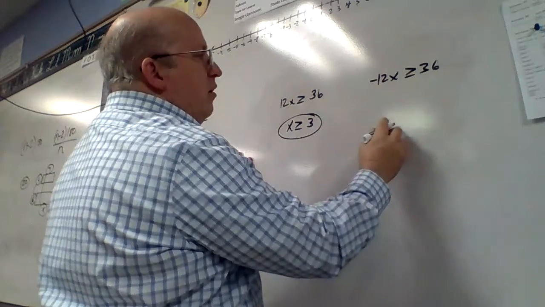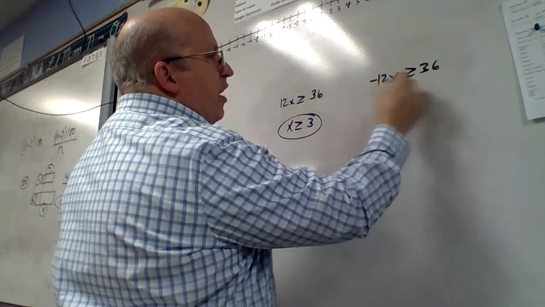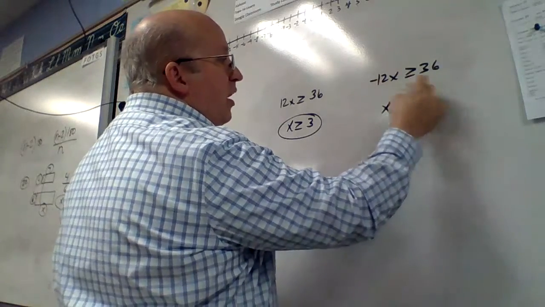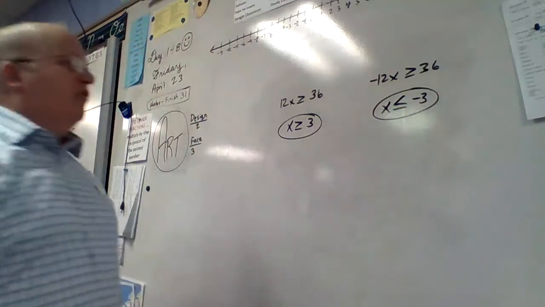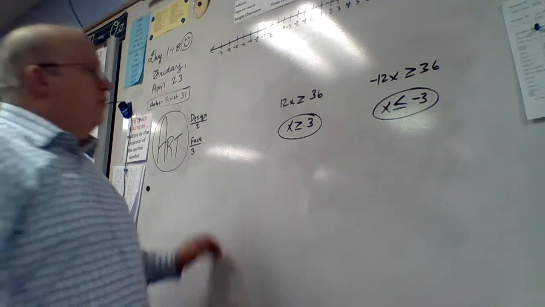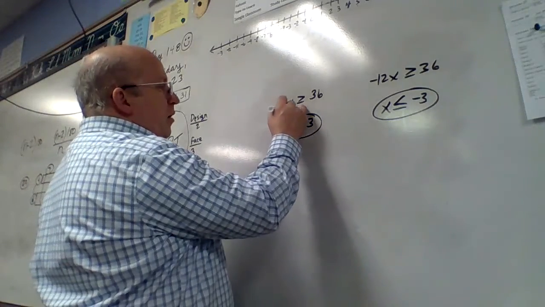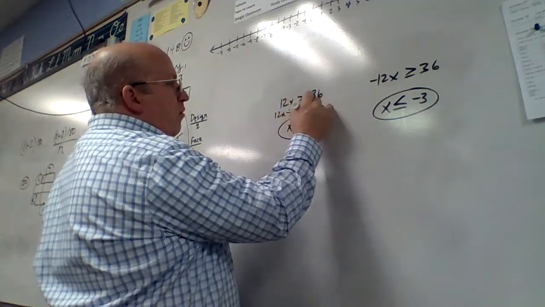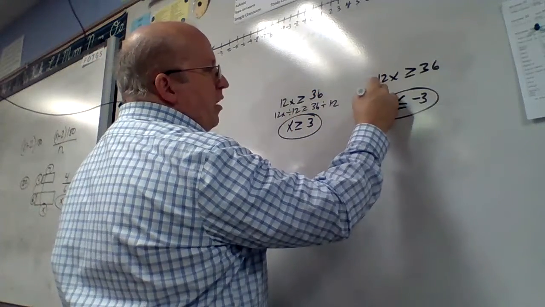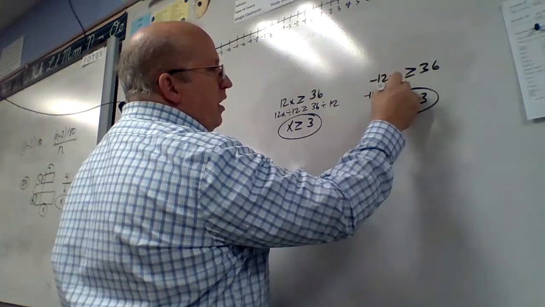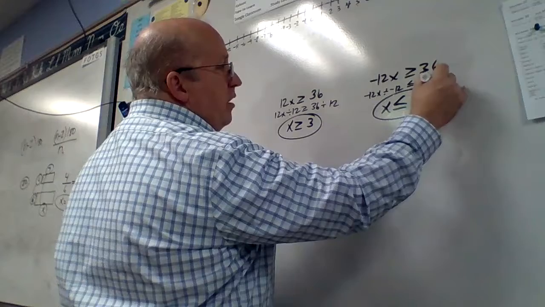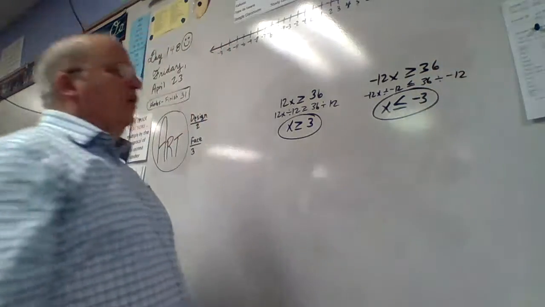But over here, I would end up dividing both sides by negative 12, and so I'd have to flip the sign, and I would end up with x is less than or equals to negative 3. Remember, the deal is, up here, I would divide by 12, right? And over here, I am dividing by a negative 12, and dividing by the negative number means I flip the sign.